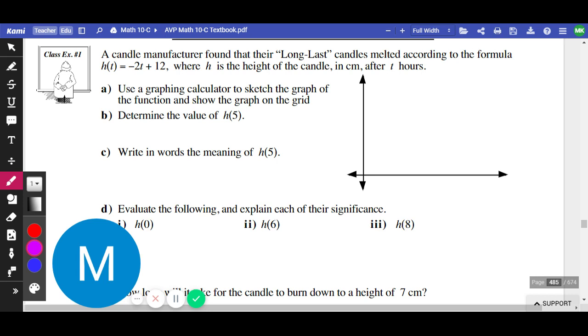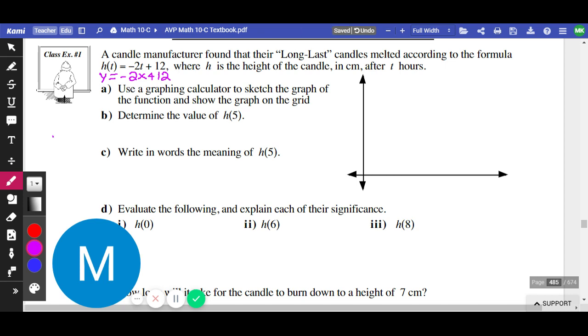H of t equals negative 2t plus 12, where h is the height of the candle in centimeters after t hours. So the height is a function of the time that the candle's been burning. That makes sense, right? The height's going to change depending on how long it's been burning. So h is a function of t. This is the exact same thing as saying y equals negative 2x plus 12, with x instead of t. These mean the same thing. Theirs just has context to it, written in a different format.